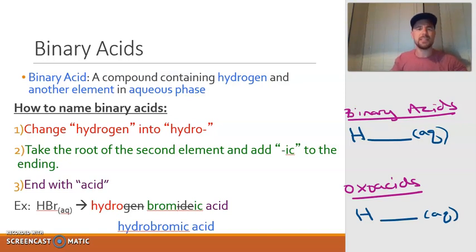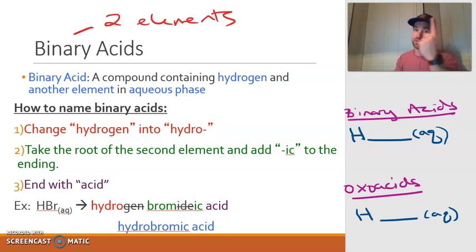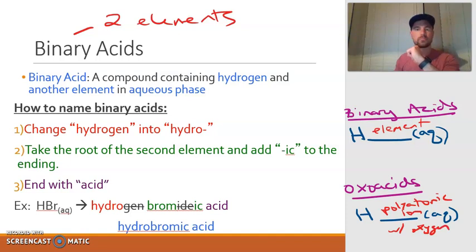But what makes them different? With a binary acid, remember what binary means. Binary means 2 elements. Well, if one of them is hydrogen, then what's attached to the hydrogen must be another element. Versus an oxoacid, it's not going to be an element, it's going to be a polyatomic ion with oxygen. So, keeping those two types of acids straight will help us with the naming.